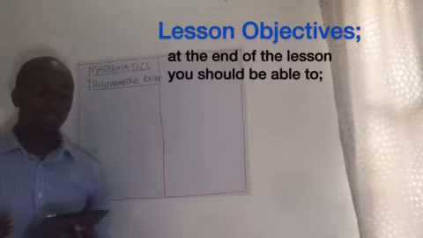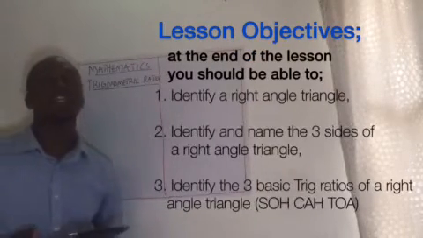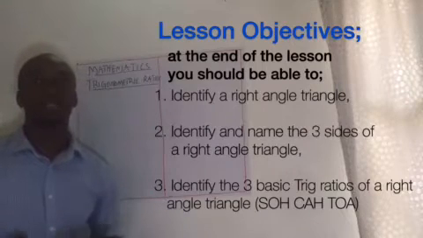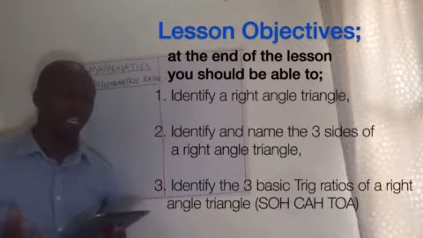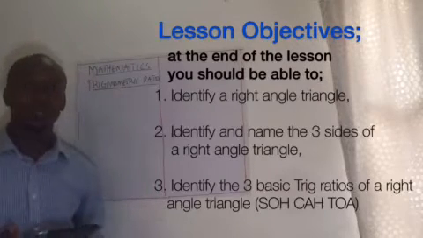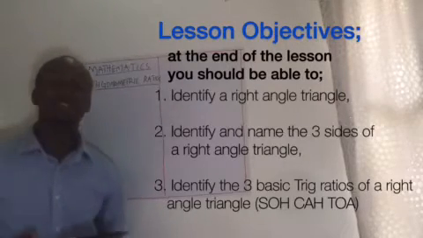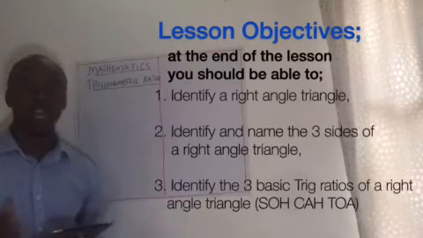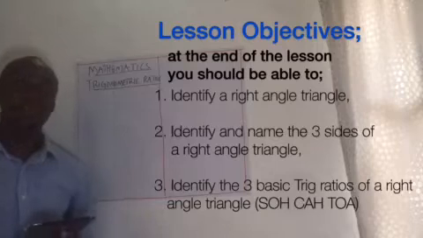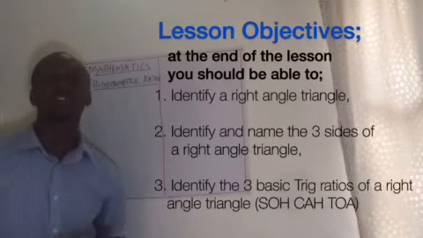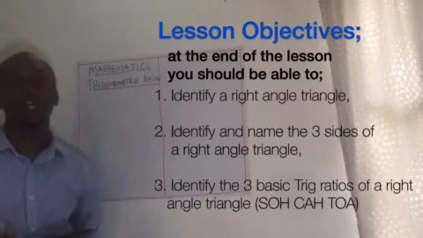Number one is this. At the end of this lesson, you should be able to identify a right angle triangle. And number two, you should be able to identify and name the three sides of a right angle triangle. And number three, you should be able to identify the three basic ratios of a right angle triangle using SOHCAHTOA. So let's go into the gist for today's lesson.